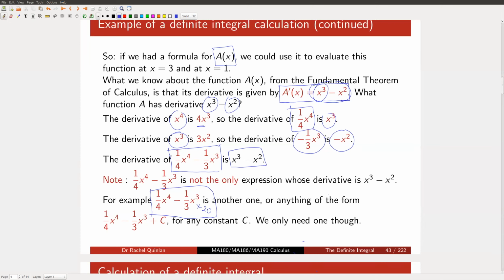So basically, if you have an answer to this question, what's something whose derivative is x cubed minus x squared, you can change that answer by any constant value at all. You can add or subtract any constant, and you'll have another answer to the question, which is equally good, which also has the same derivative. So we only need one answer. And basically what these different answers correspond to, remember what we're trying to calculate are candidates for this area accumulation function.